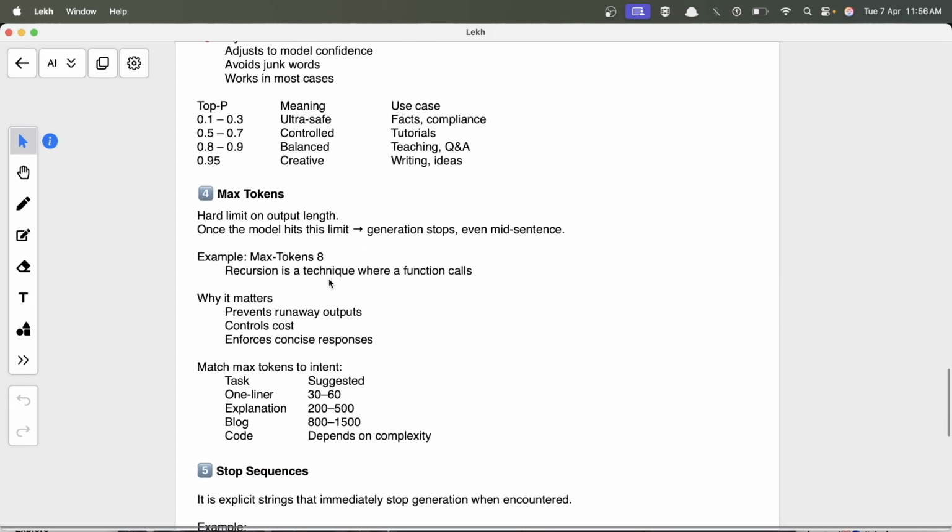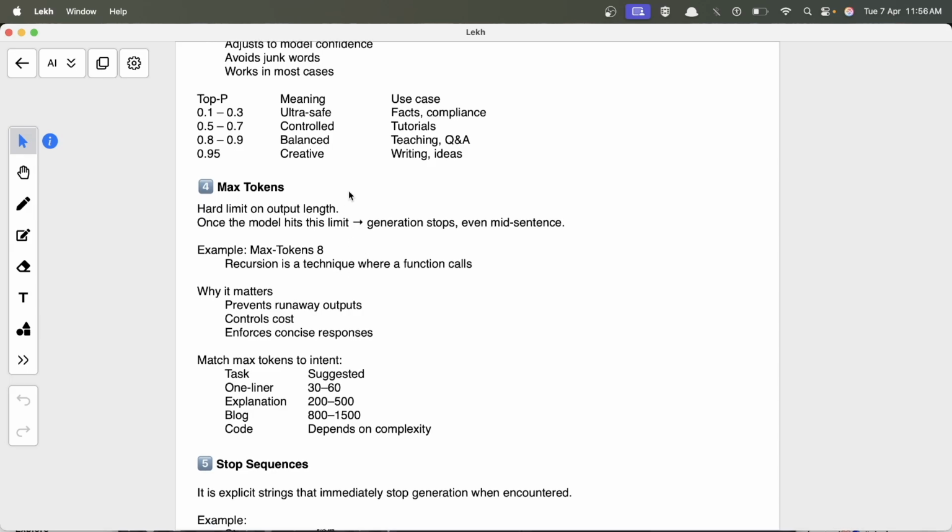Then another parameter we have is max tokens. Max tokens is simple, as the name suggests. It just tells the model to return this many tokens.